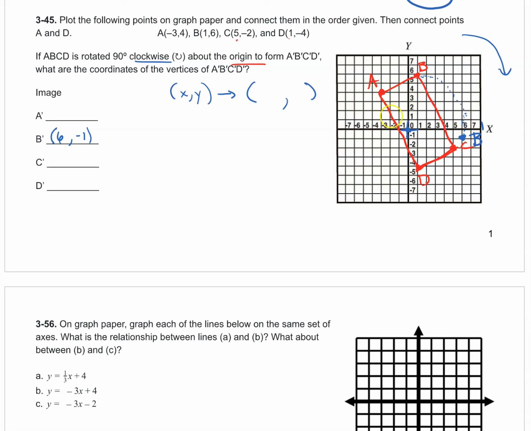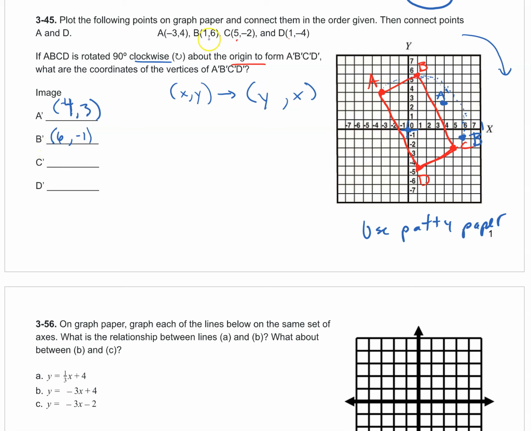A goes to here. That's A prime. Make sure you put the prime. Again, use trace paper. So A prime has coordinates 4, 3. And then let's try to figure out our shortcut. -3, 4 became 4, 3. So the X and the Y switch.